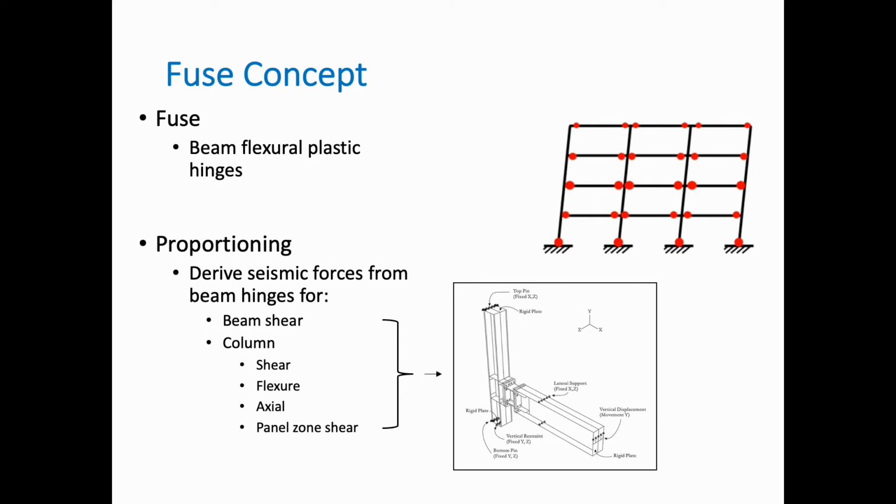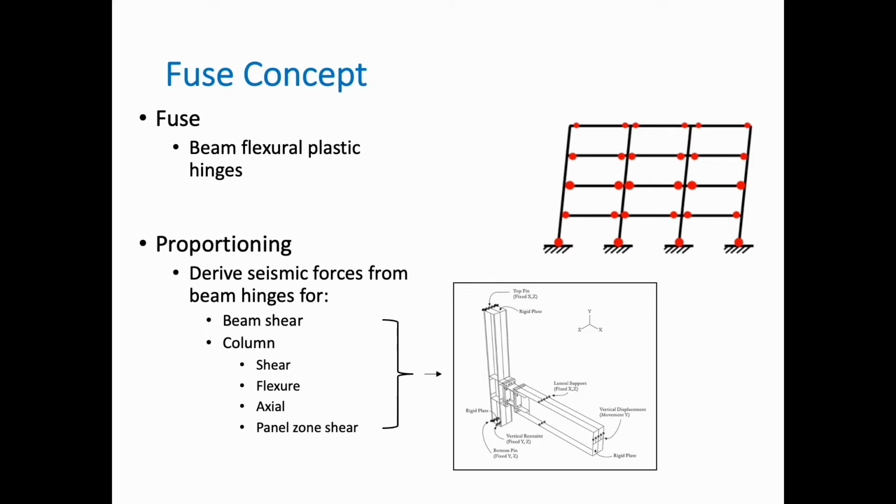So we need to derive the seismic forces from the beam hinges, and we do that by first sizing our members for a stiff enough frame, and then we calculate the plastic moment capacity of the beam, the MPLRD, and from that we derive the forces that correspond to that, and the shear that corresponds to the formation of the plastic hinges.